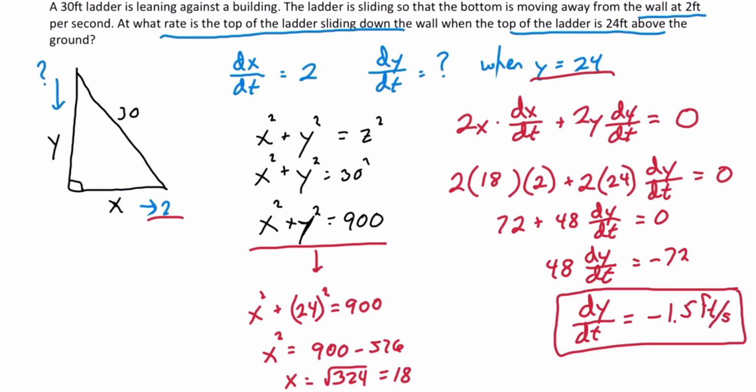That is the rate of change in y, or the rate at which the ladder is sliding down the wall at the moment the top of the ladder is 24 feet above the ground.